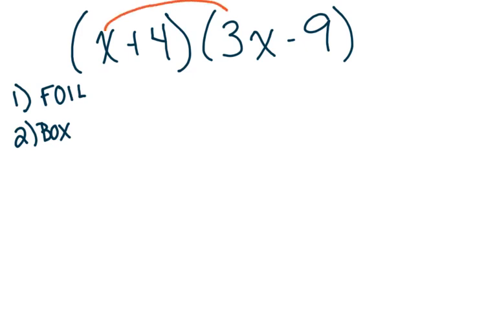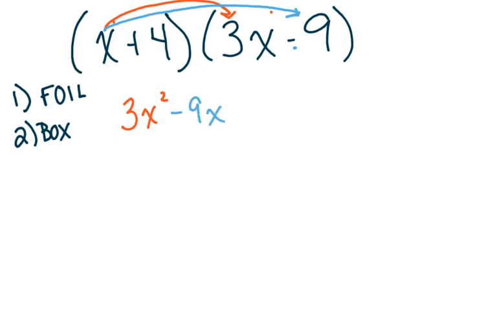So I'm going to multiply my first terms together. I'm going to have x times 3x, and remember, x times x means you add your exponents together, so 1 and 1 gives me 2. So this becomes 3x squared. Now I'm going to do my outer, the outermost terms. So x times, and remember you keep the sign with this number, x times negative 9. So really that's negative 9x.